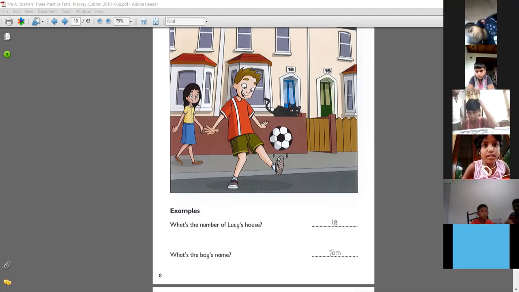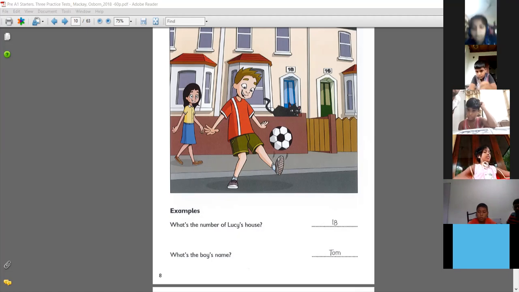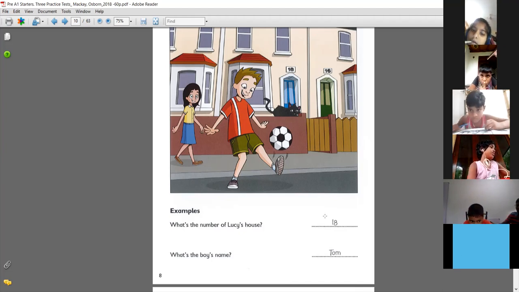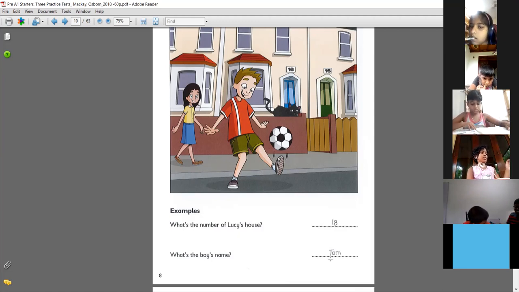Hello, Lucy. Do you live here? Yes, I do. Which is your house? Number 18. The house with the blue door? Yes, that's right. Do you know that boy? Yes, that's Tom. He likes soccer a lot. How do you spell Tom? T-O-M. Tom. Okay.